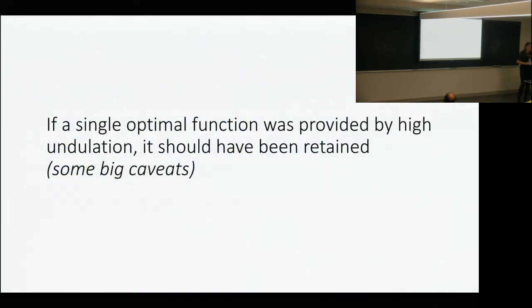There are a lot of caveats for this statement, and I think we need to test it, but it kind of implies that if there was a single optimal function provided by this high undulation, you might have expected it would have been retained during evolution. Like in the broccoli, it might have popped up, and you would have then seen that kept. And maybe that's happening in the ferns. But we have a very sparse sampling for this, so we'd like to do a more in-depth analysis looking at a particular clade.